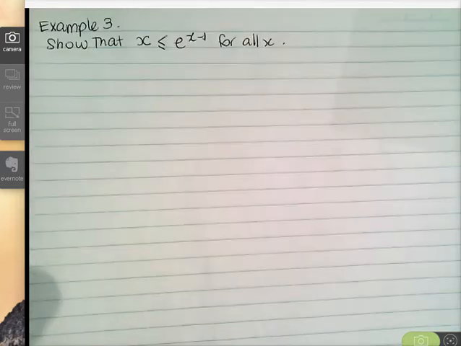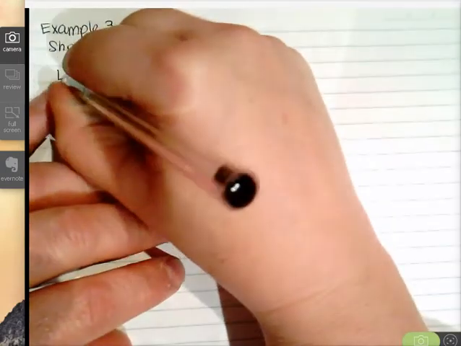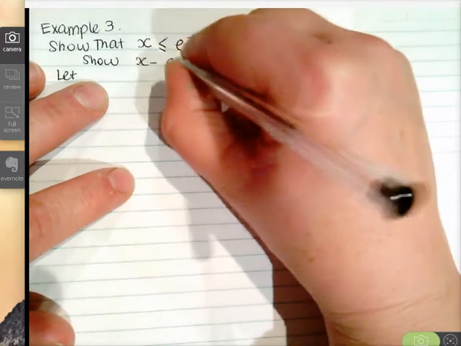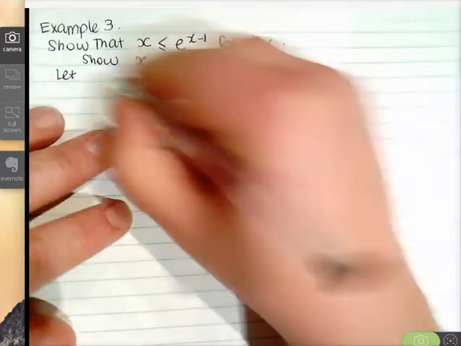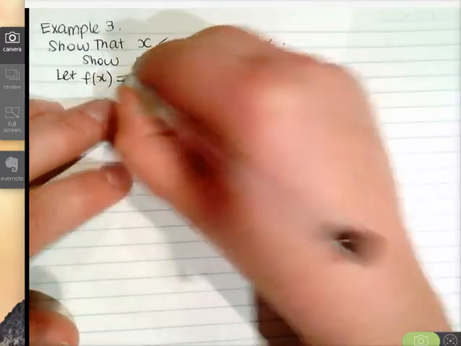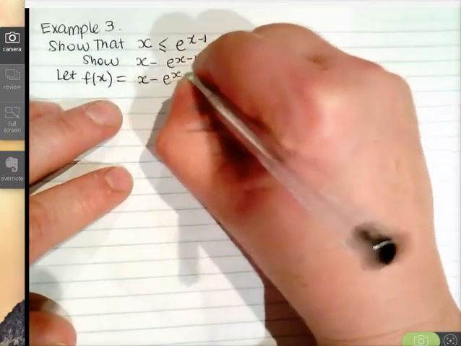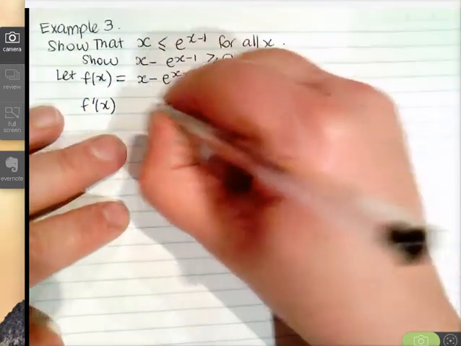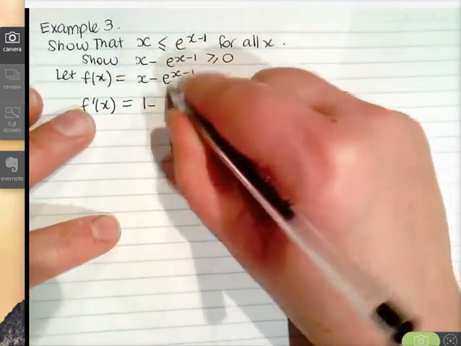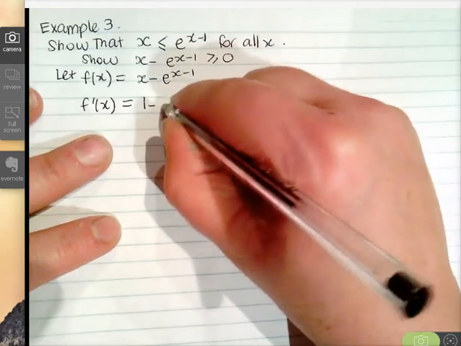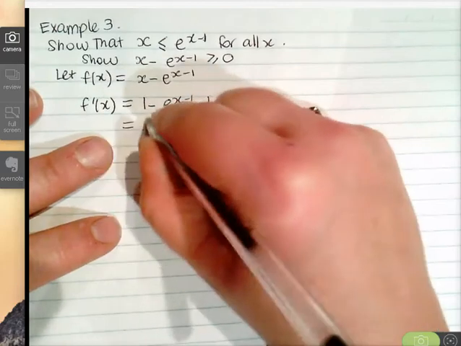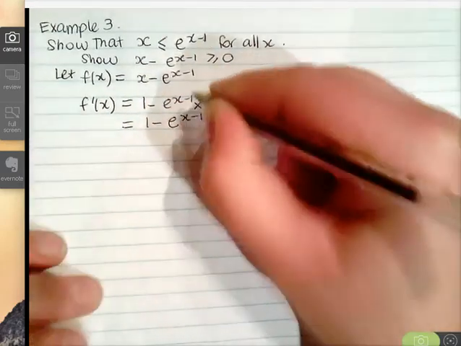Example: show that x is less than or equal to e to the x minus 1. Again, this is what we want to show: that e to the x minus 1 minus x is greater than or equal to 0. So if we let our function f of x equal e to the x minus 1 minus x, looking at our first derivative, f dashed x is e to the x minus 1 times the derivative of x minus 1, which is 1, so it's e to the x minus 1 minus 1.